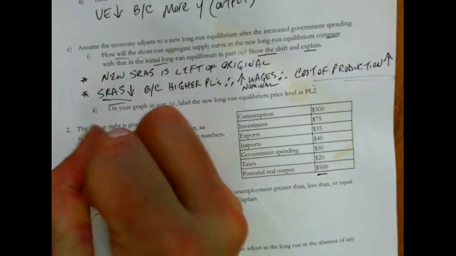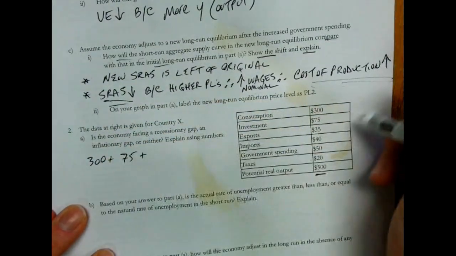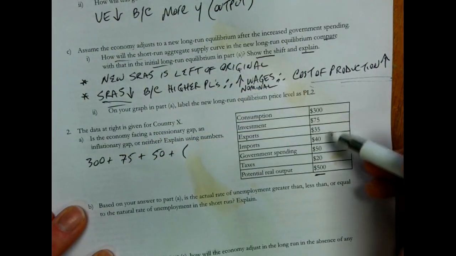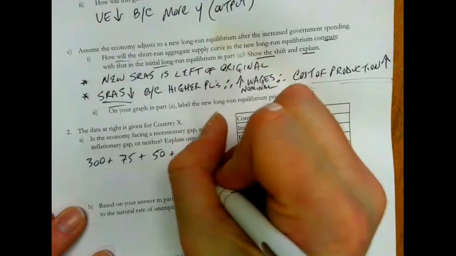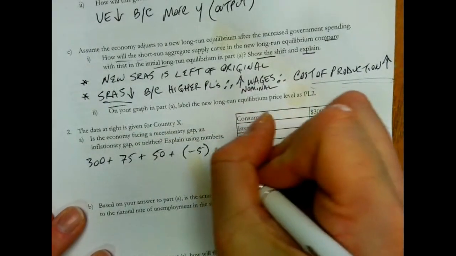So let's see. 300 plus 75 plus, what's our government spending? 50 plus, and then here we have 35 minus 40 is negative 5. And so we've got 120 there, 420.